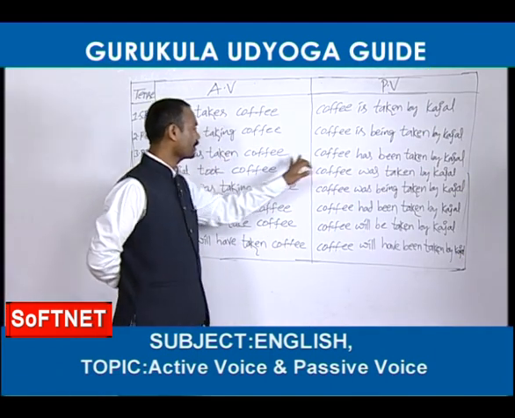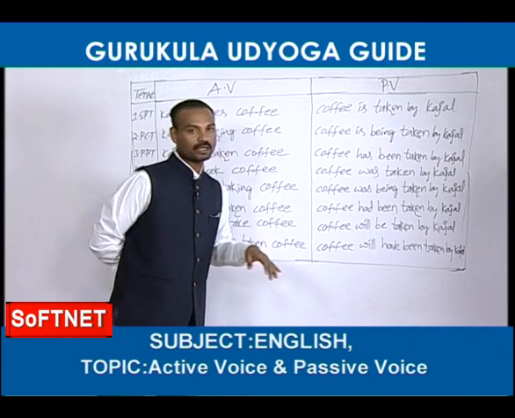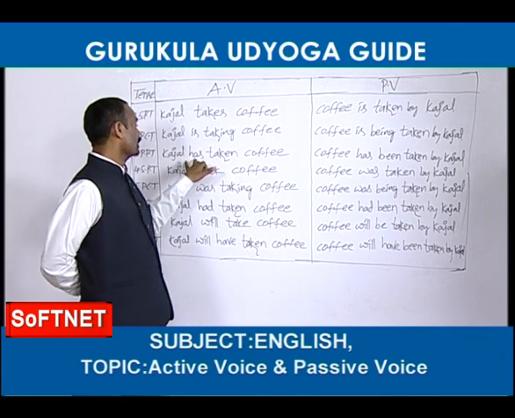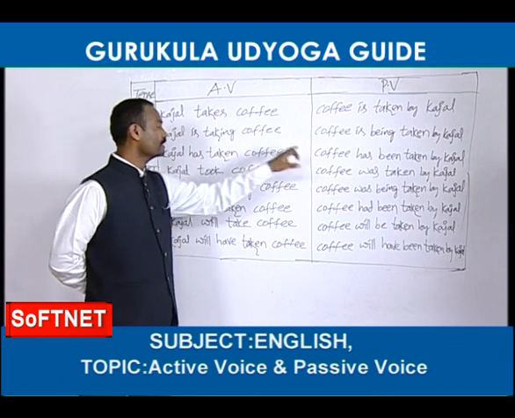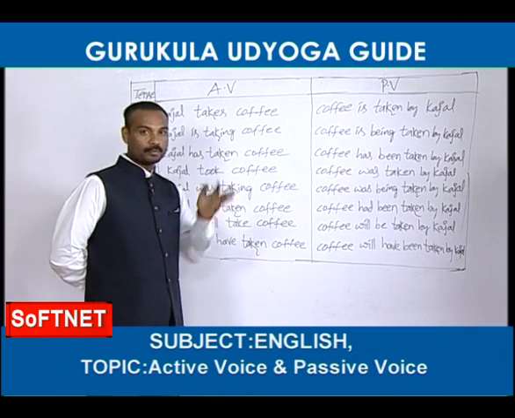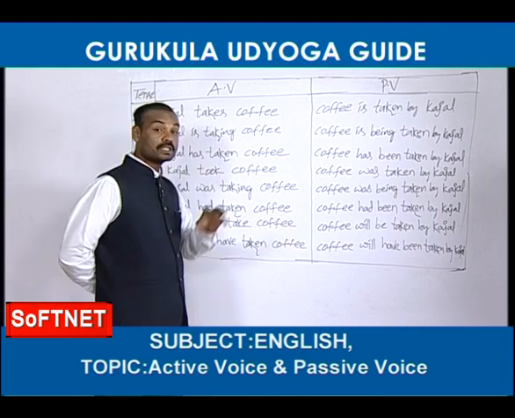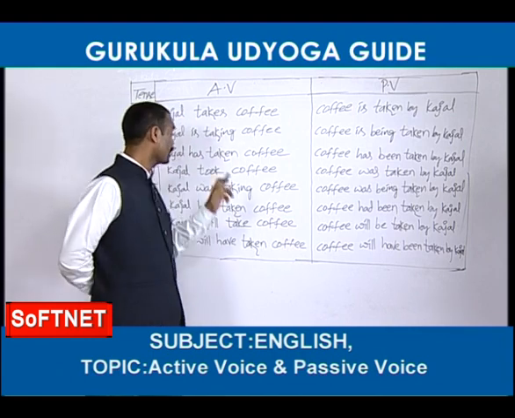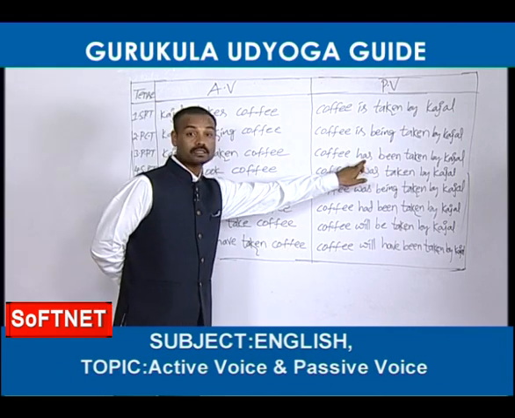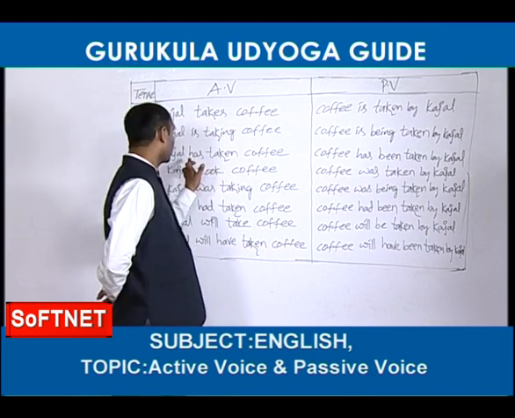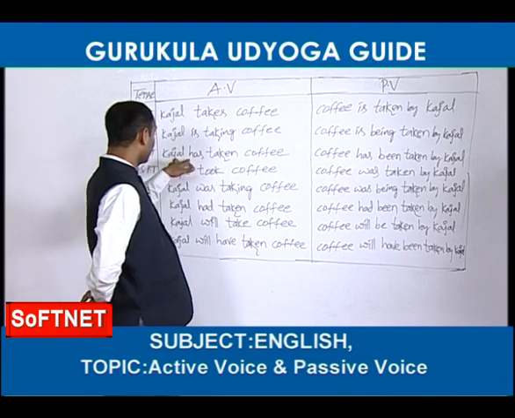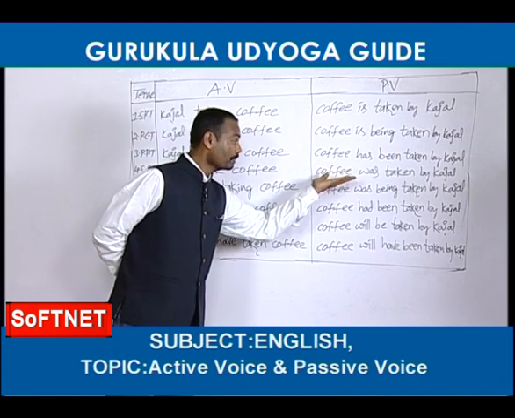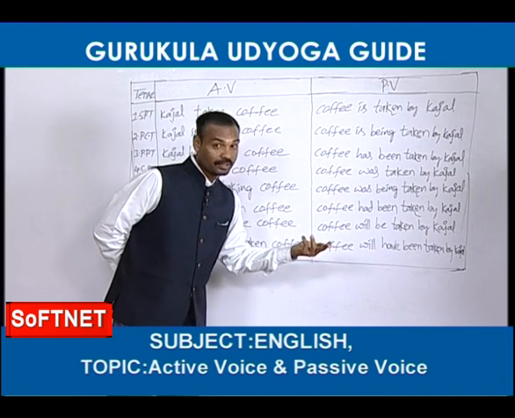Kajal has taken coffee. Coffee has been taken by Kajal. So a singular helping verb is there, a singular object is there, so has been taken as it is. Sometimes has should be changed into have. Sometimes the helping verb should not be taken as it is in the passive voice. If they give has, we have to write have. If they give have, we have to write has.